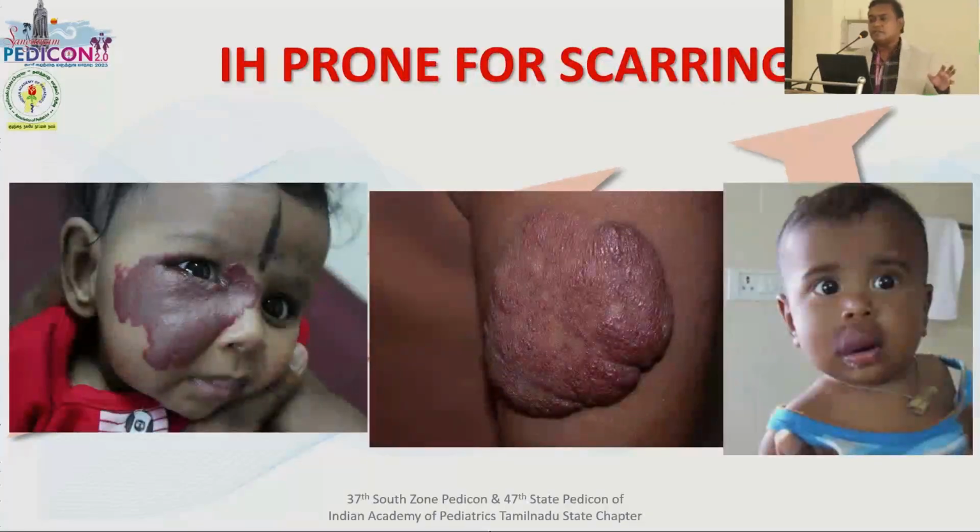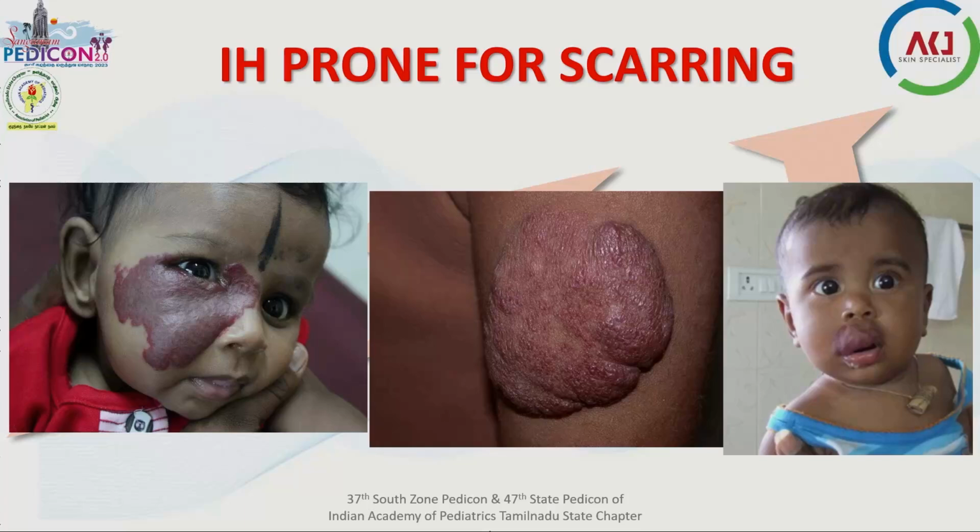Let me show you the pictures. You can see the hemangioma which requires attention. Have a look at the hemangioma which is as big as this, or the hemangioma on the orificial area, or the hemangioma on the ocular side. You have to intervene early. These are the high-risk hemangioma.